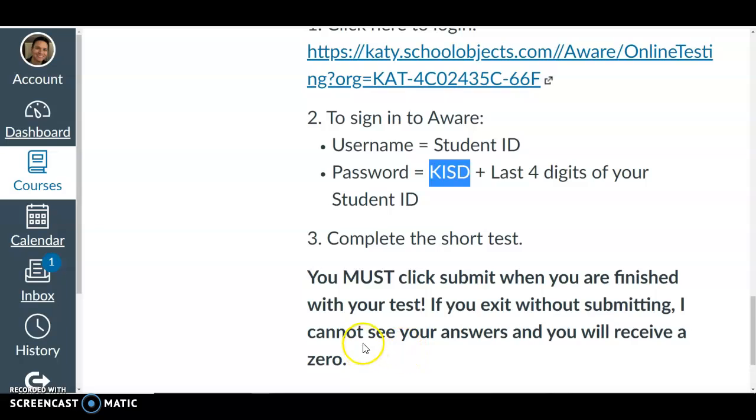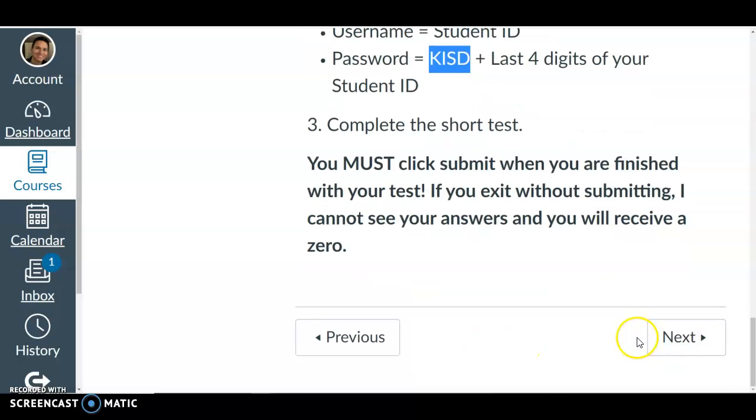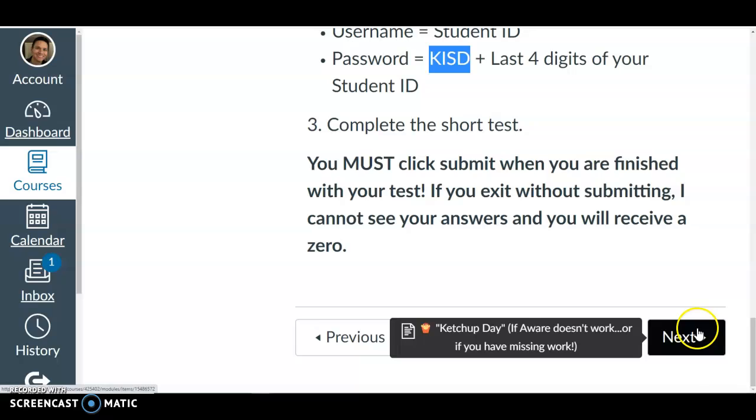Again, make sure you submit it when you're finished. If you don't submit it, then you're going to receive a 0 because we can't see your answers. If you have any issues with this, please ask your teacher. If you're having problems with it, then go on to the next slide or next module that talks about catch-up day. Again, if you have any issues, email, contact your teacher.